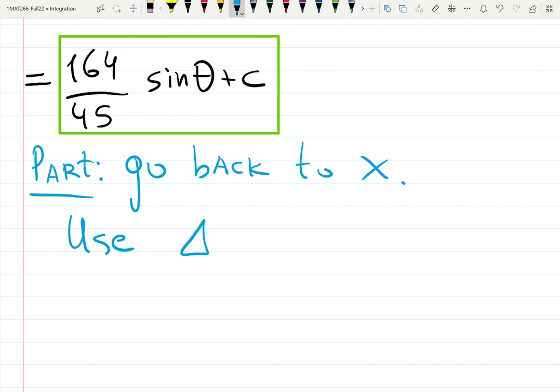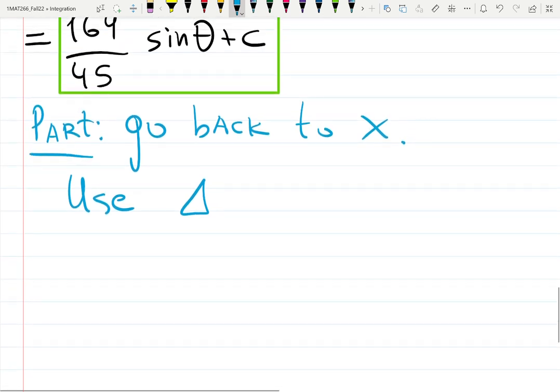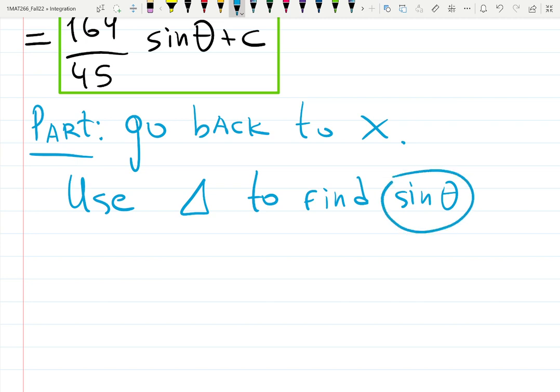How do we do that? We need to build the right triangle. So first of all, what's the goal? We want to find, for this specific example, sine theta. If we find sine theta in terms of x, then this is the answer. It will be 164 over 45, blah, blah, blah, x plus c. So that's the goal. We will do it using a right triangle, which I'm mentioning too often.